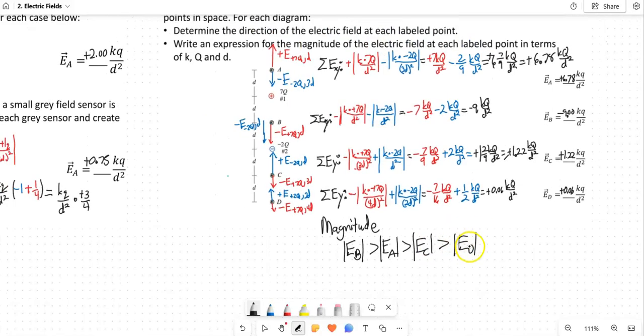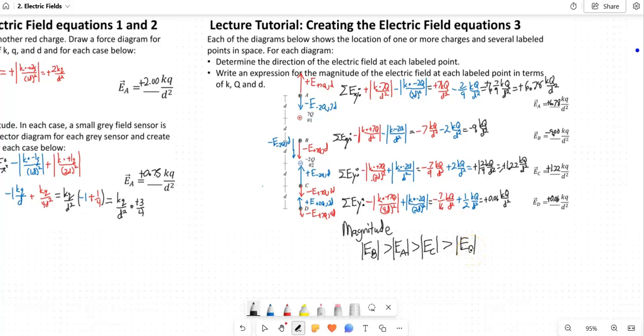Okay, so in this last page, while you'll have to write your answers down so you have a numerical answer, you're going to have to organize them from strongest electric field to weakest electric field, just the magnitude.